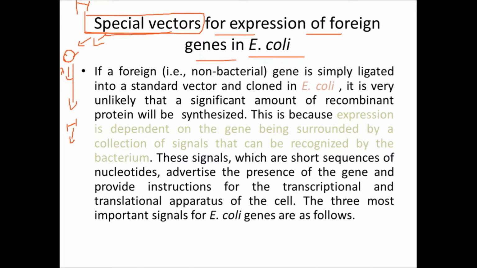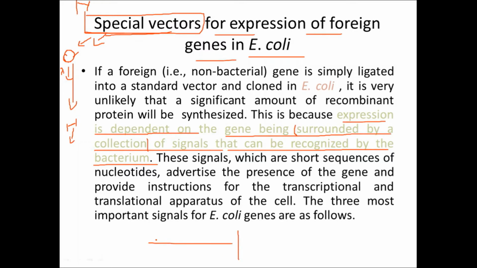Gene expression depends on the gene being surrounded by a collection of signals that can be recognized by the bacterium. Surrounded by signals means those signals come from the upstream or regulatory elements of the gene. Generally, genes divide into two parts: one is upstream, one is downstream.